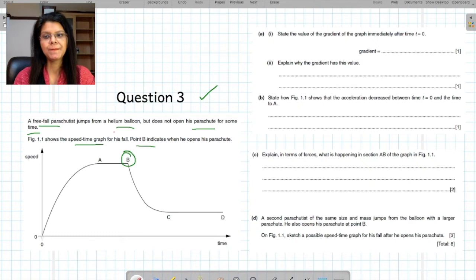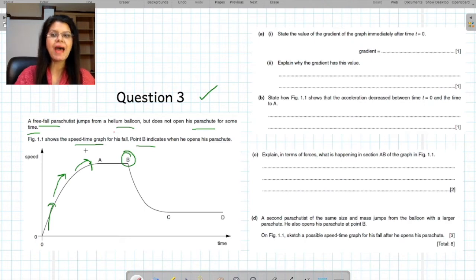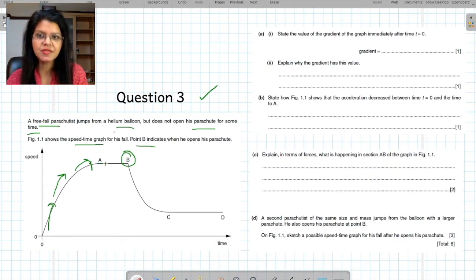So what is happening? As the parachutist is falling down, the speed is gained. If you see here in this section of the graph, speed is going up, up, and up. The speed is gained all the way. As the parachutist falls down, speed is gained. The backward force of air resistance is increasing. Why? Because the speed is increasing. When you're moving fast, the air resistance increases. Ultimately, the parachutist arrives at the terminal velocity here.